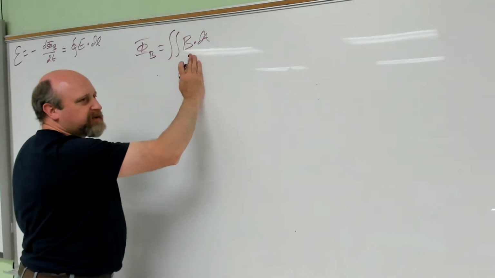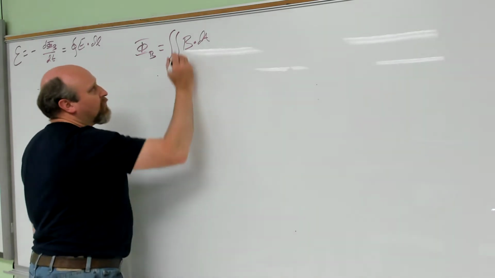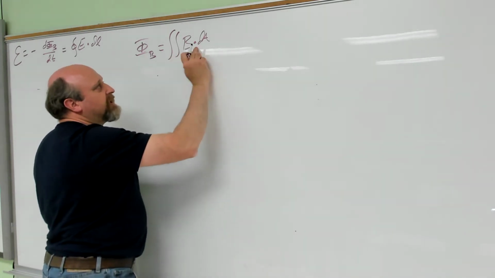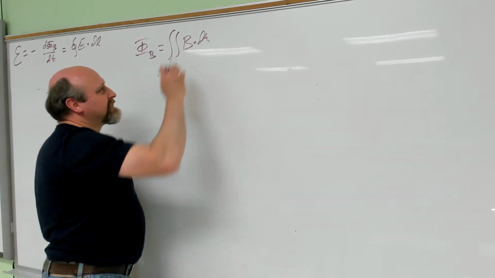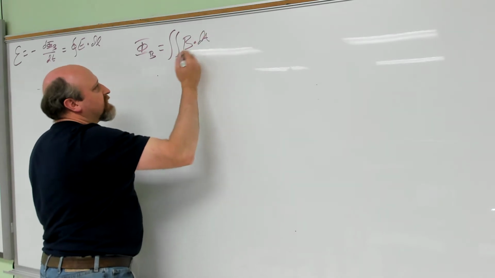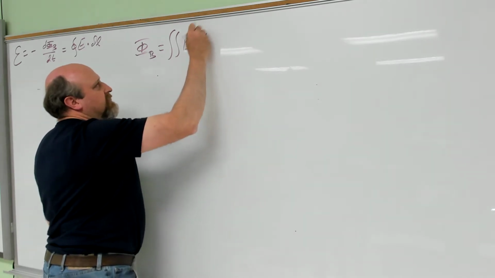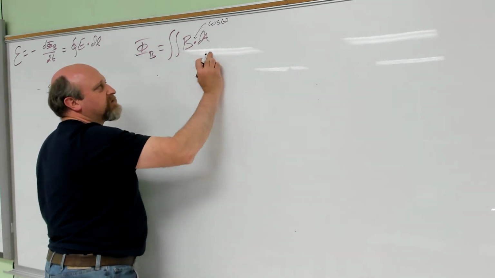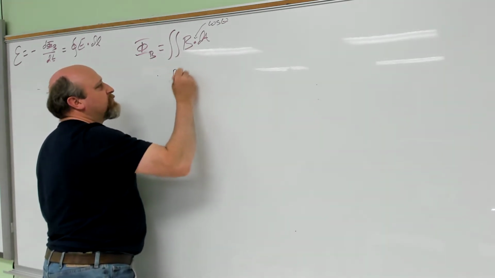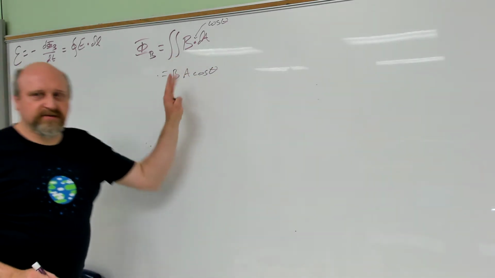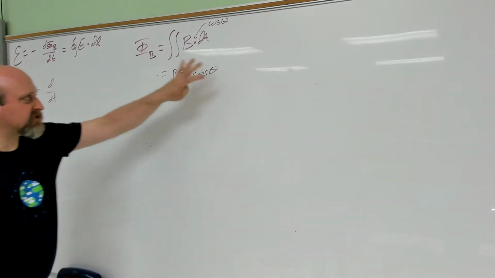If B happens to be uniform over that area, then the B can factor out of the integral, and if that angle is constant, then the dot product becomes a cosine theta. The B and the cosine theta come out, and then you just have the integral of dA, which is all the area. This will just be B times A times the cosine of the angle between them, if those things are constant, if I don't have a changing B strength over the area.